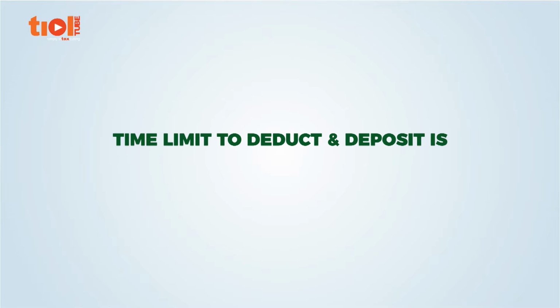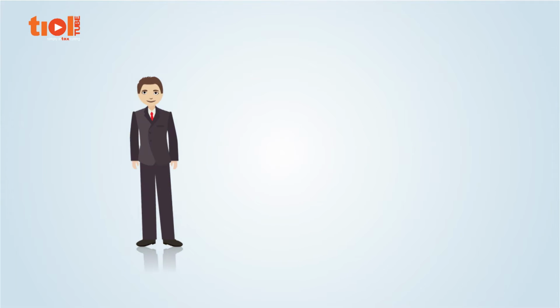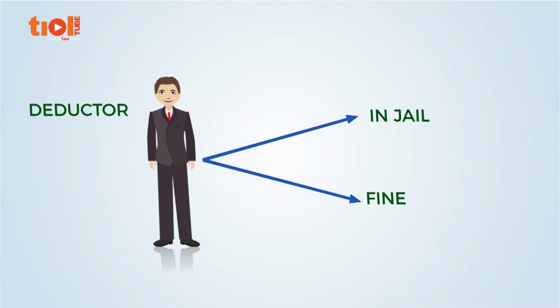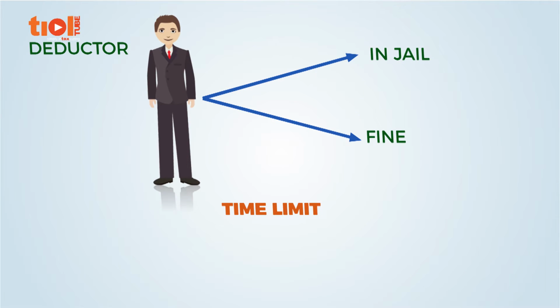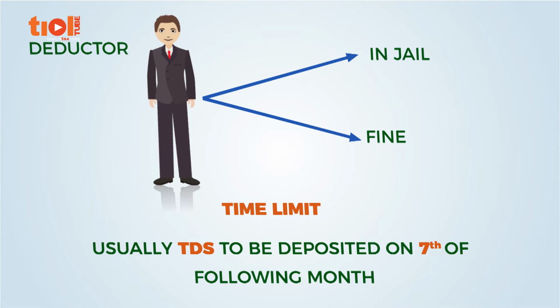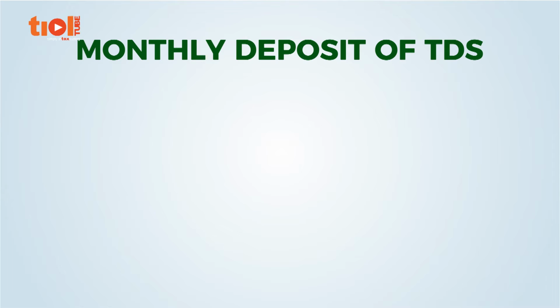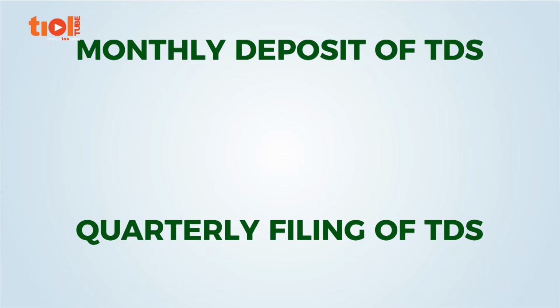Step 4. The time limit within which TDS deducted has to be deposited is also very important in order to save the deductor from any penal consequences. It is usually on or before 7 days from the end of the month in which the deduction is made. Step 5. After monthly deposit of TDS, the deductor is also required to file a quarterly return of TDS mentioning details of taxes withheld by it during a period of 3 months.